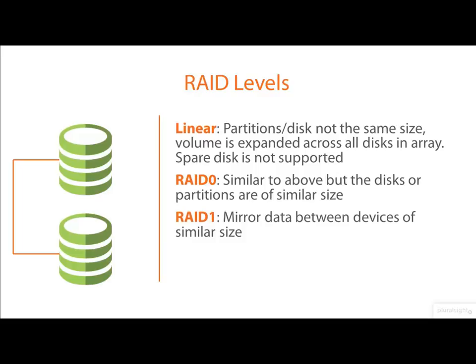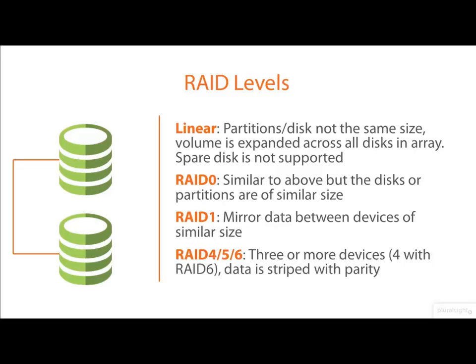RAID level 1 we often call mirroring, and is used then to mirror the data between 2 or more devices. So whatever I write to disk 0 is mirrored to disk 1. With this we have a high level of redundancy, but also we use extra disk space. So if I've got 2 1 gig drives that I mirror, we've only got 1 gig of space.